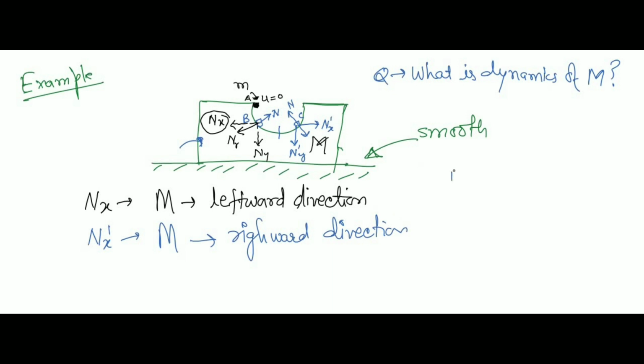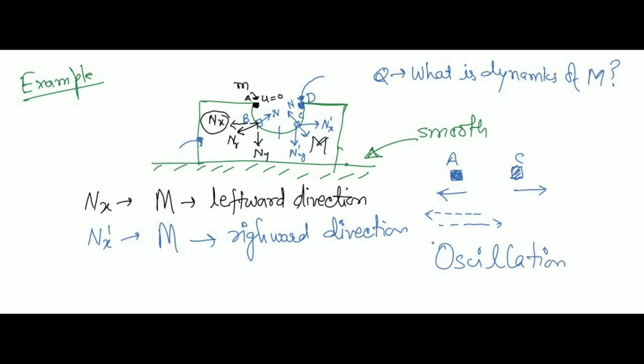See, if the small block was at position A, then the block of capital mass M was moving in the leftward direction, and when it was at point C, then it was moving in the rightward direction. Again, when the block reaches point D, like the initial condition where u is equal to 0, due to energy conservation the block M and the small block m will be momentarily at rest. So the dynamics of the capital block M is that first it goes in one direction, then it moves in the backward direction. So it is an oscillation.